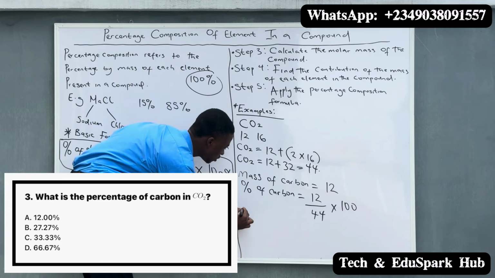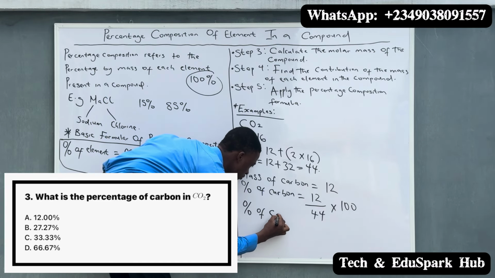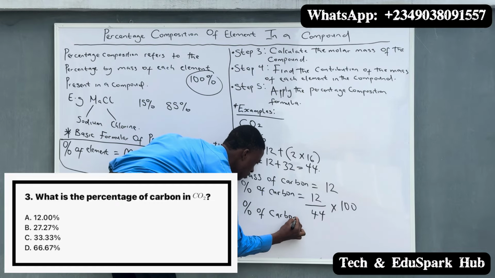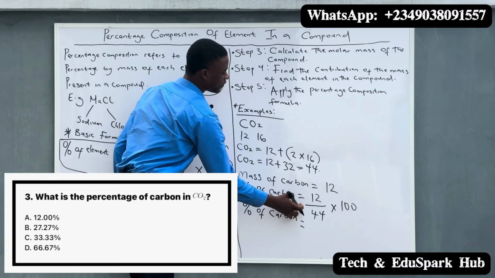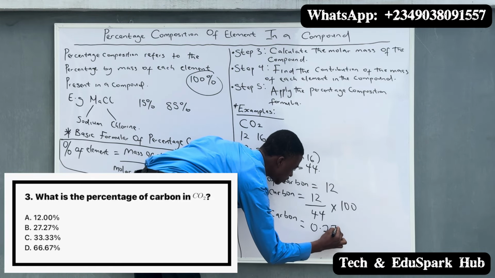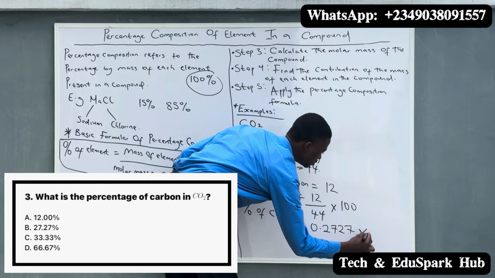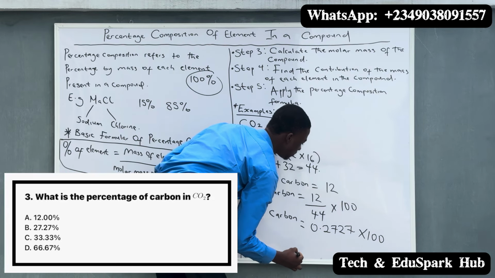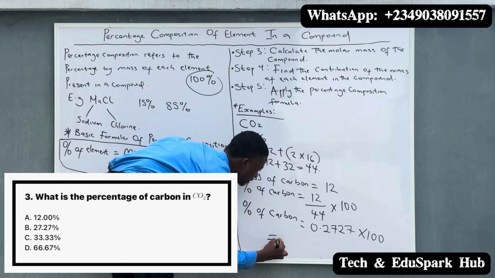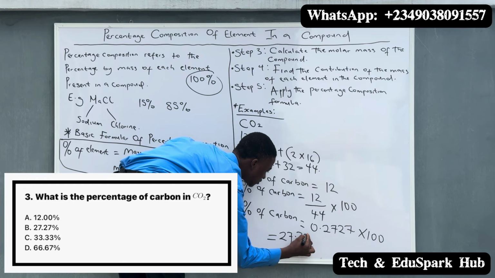So the percentage composition of carbon will be given as, so 12 divided by 44 will give you 0.2727. So we will now multiply this by 100. So the percentage composition of carbon will be given as 27.27.